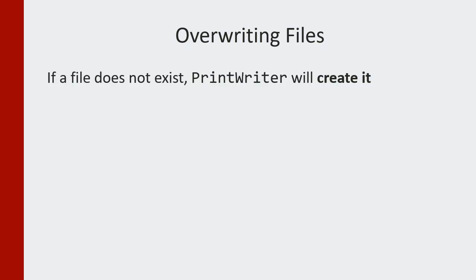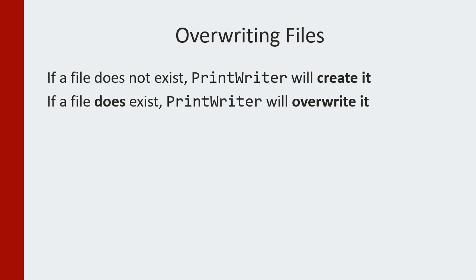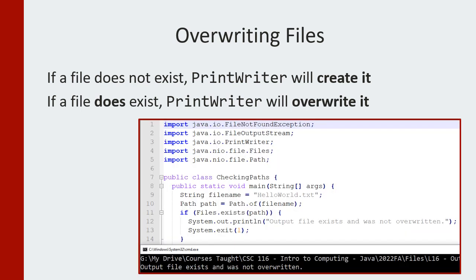Now let's talk about overwriting files. If a file does not exist, PrintWriter will create it. If a file does exist, PrintWriter will overwrite it. Basically, it creates it as if it were new. Now, you might want to avoid this, so we're going to use something called NIO. Let me show you a little code snippet for that.